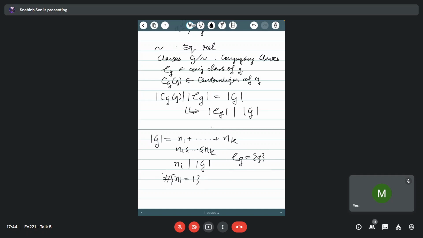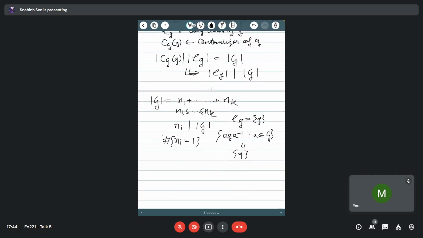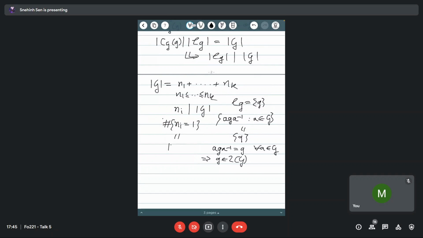So what's the answer? Anyone? So what is the definition of the conjugacy class? If I use this definition, it is basically the set of all such elements, right? And I'm saying this is equal to this set. So what is happening exactly? Anyone? So g is in the center of G. Exactly. So you will get aga inverse is equal to g for all a belonging to G, and that would imply g belongs to the center of G. Perfect. So the number of ones is equal to the size of the center.